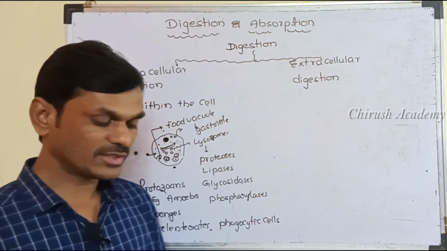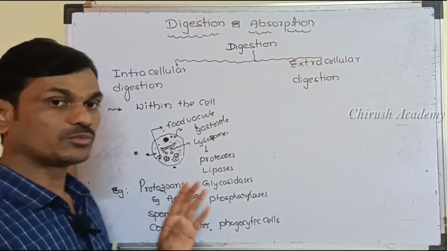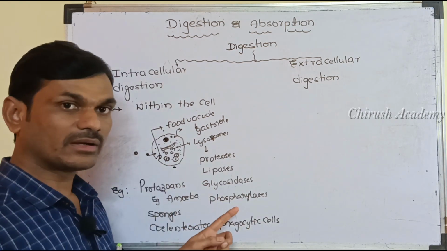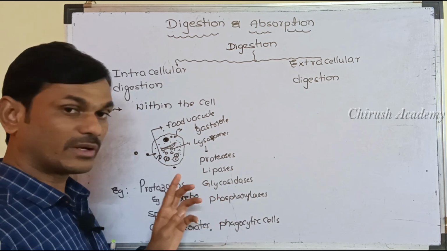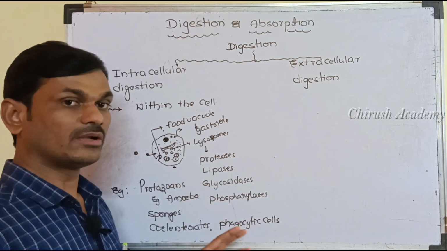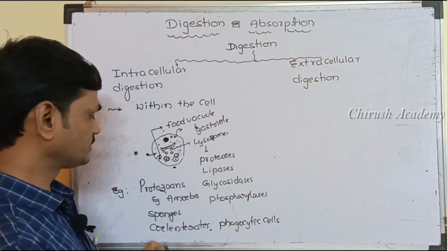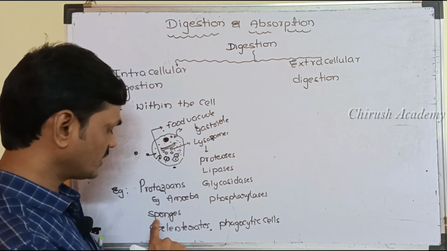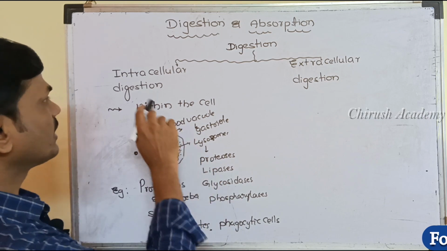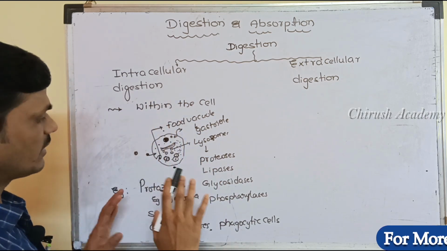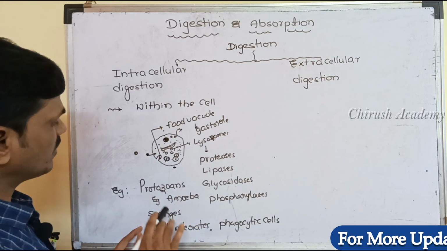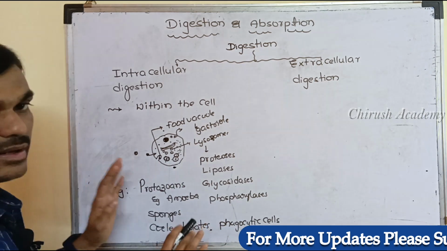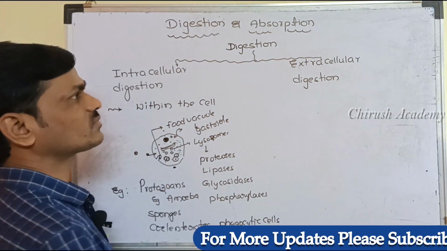So intracellular digestion is very important. Those who are preparing for NCERT, the intracellular digestion question is very important. In animal kingdom classification, porifera, coelenterata, and ctenophora, compulsorily one question will be there. What type of digestion is present in sponges and what type of digestion is present in coelenterata? That you should remember. Intracellular digestion, within the cell. Examples: protozoa, sponges, coelenterata, phagocytic cells. Among these cells, intracellular digestion takes place.